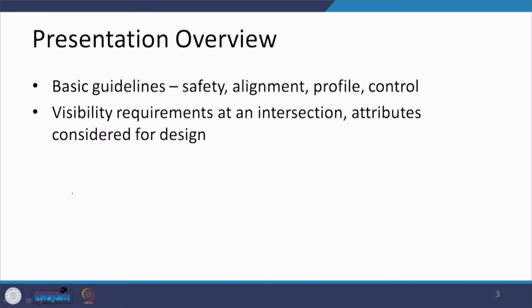In that we have already talked about a few of the elements, and we are going to cover a few other elements, say safety, alignment, profile, control, etc. in today's interaction, and then we will be looking at the visibility requirements at different types of intersections, and finally, if time permits, we will also start our discussion on the attributes which are considered for the design of intersections. So, let us continue with the basic guidelines.